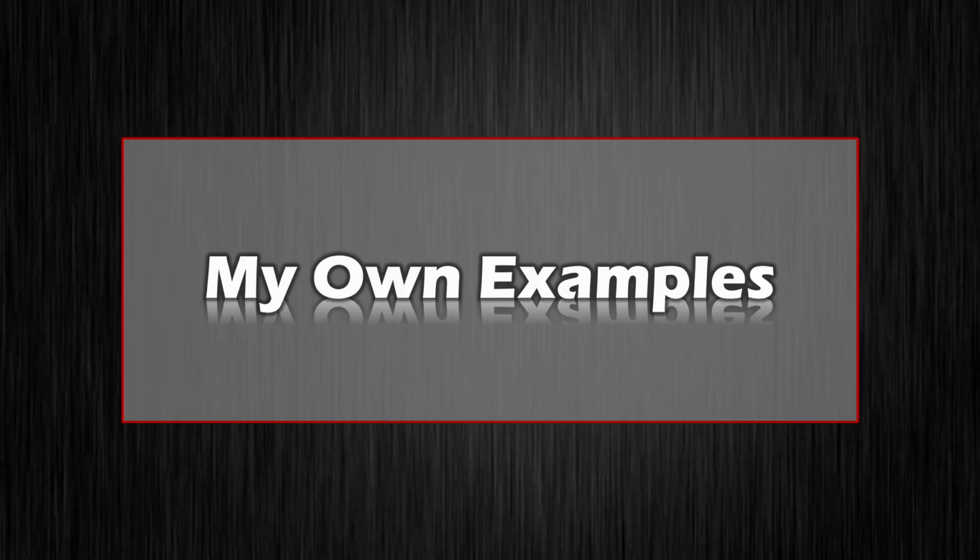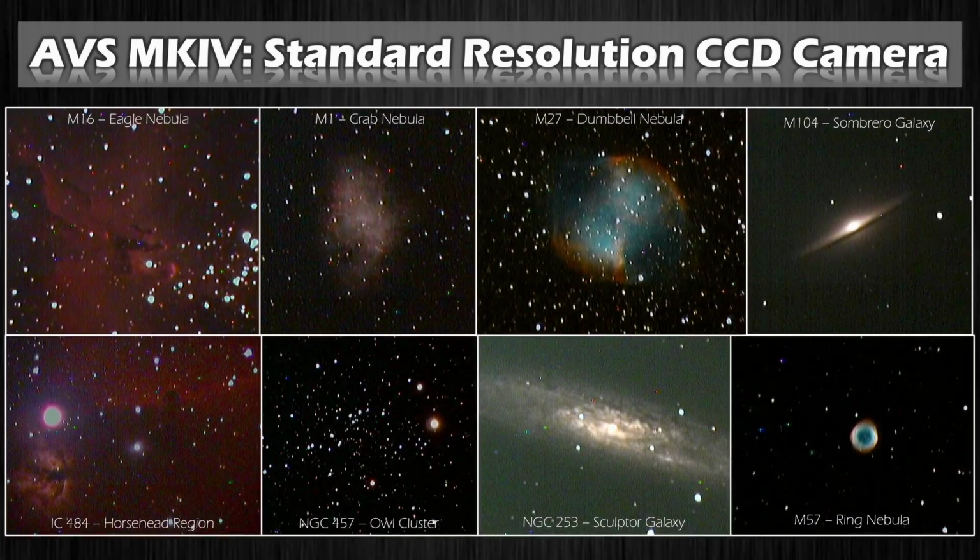So here are a few of my own examples. This first set of examples comes from my very first video astronomy camera. It was the Astro Video Systems Mark IV, and this was a standard resolution CCD camera. So the actual number of pixels in each image was 620 by 480. So again, not anything large that's going to fill up a computer screen, and they were a bit blocky.